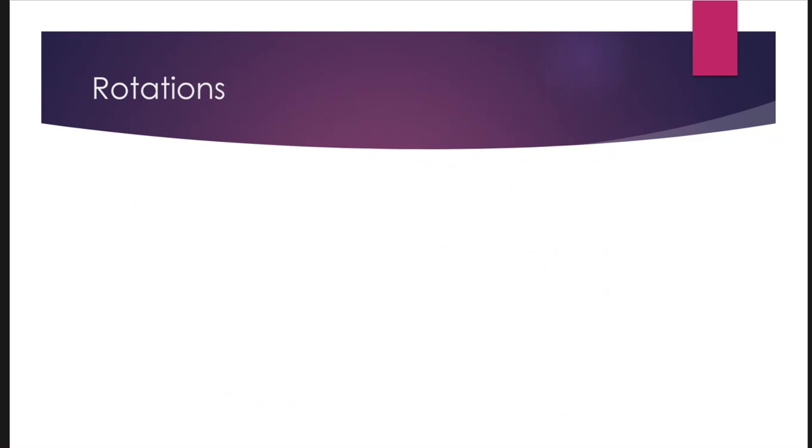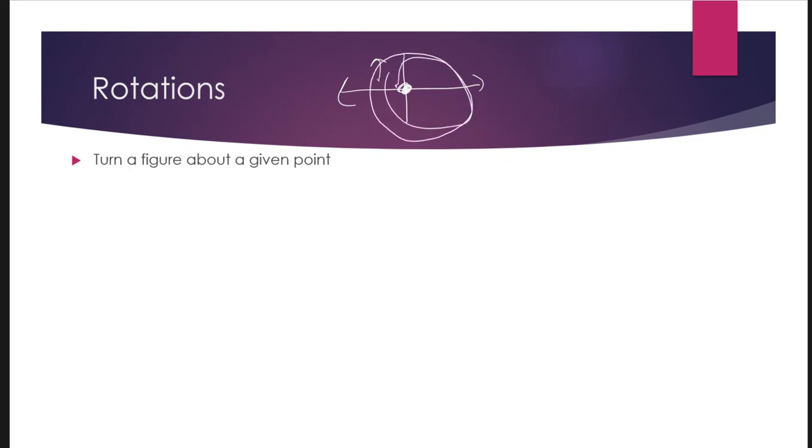So for the rotations, again, I just want to get some of the basics about rotations out. A rotation is a turn about a given point. So if this is our coordinate plane, we're taking a figure, let's say it's this arrow, and we're just turning it. Most of the rotations that we're going to do are going to be about the origin. So we're going to take it and turn it about the origin here.